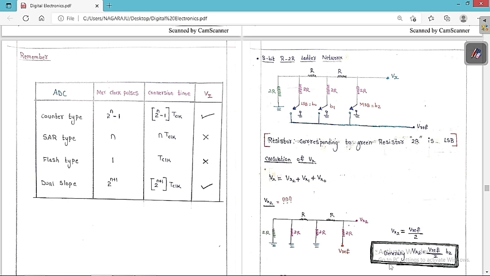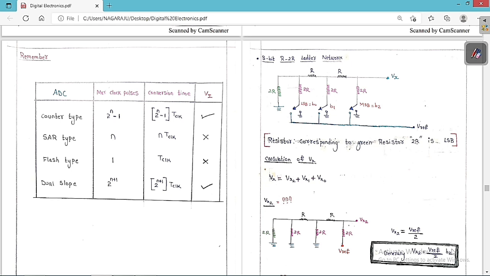Therefore, generally we can say Vx2 is equal to V reference by 2 into B2. B2 is the switching. When B2 is on, B2 is equal to 1, then we get V reference by 2. If switch B2 is off, we replace B2 with 0, and then we get 0. So the general expression of Vx2 is equal to V reference by 2 into B2.